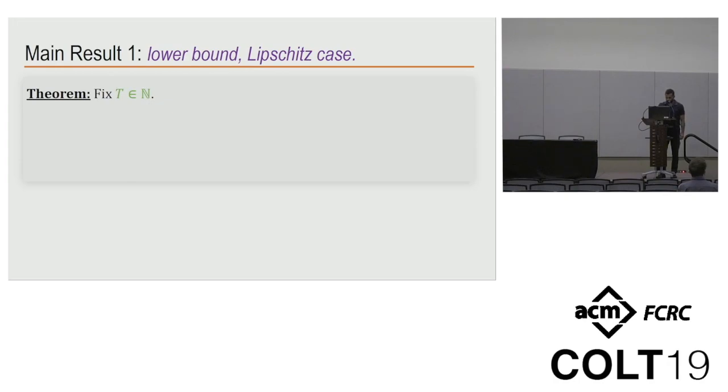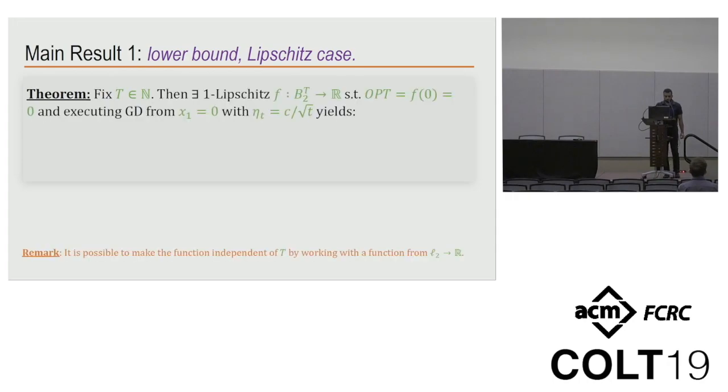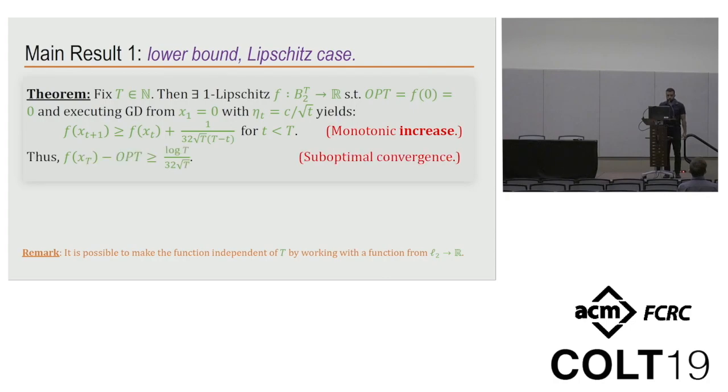More formally, if you fix any time horizon capital T, then you can define a 1-Lipschitz function that lives in capital T dimensions, such that if you run gradient descent from the origin using the standard step size of 1 over square root t, you'll obtain for capital T consecutive iterations a monotonic increase of the function value, until you reach your time horizon where your error will be omega of log T over square root T.